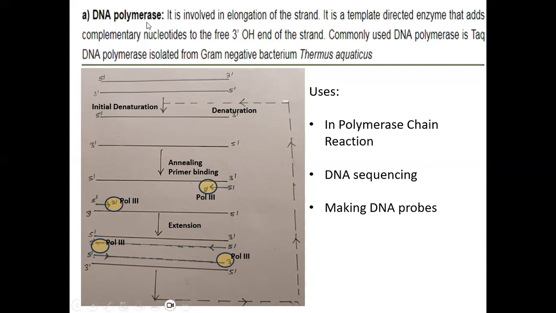This enzyme is isolated from a bacterium known as Thermus aquaticus, which is a thermophile, because of which the enzyme is able to remain active at a very high temperature of about 94 degrees, which is used during the denaturation step. There are several applications of this enzyme. First of all, it is used in a PCR reaction. It is also used in some methods of DNA sequencing and can also be applied for making DNA probes.